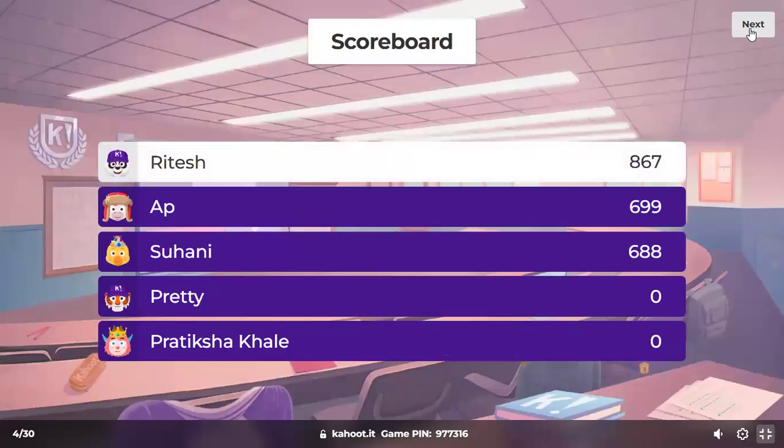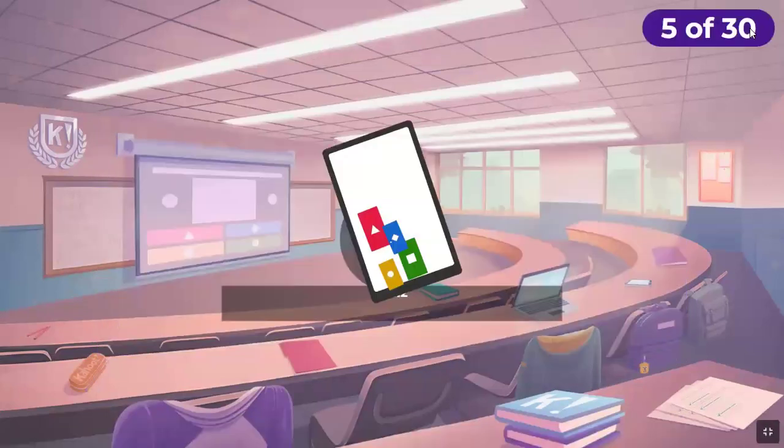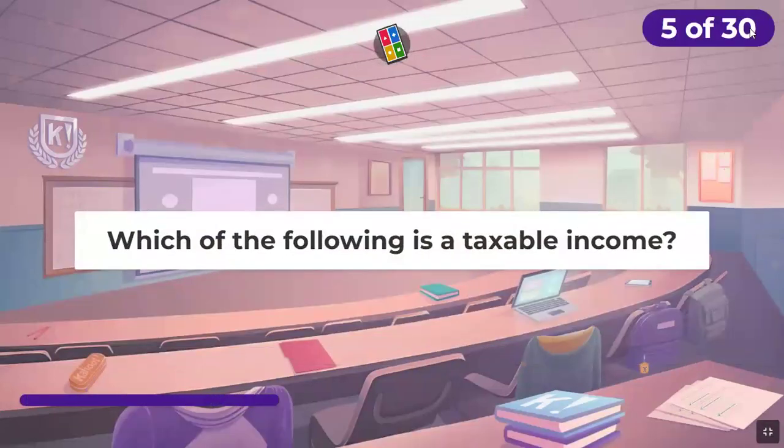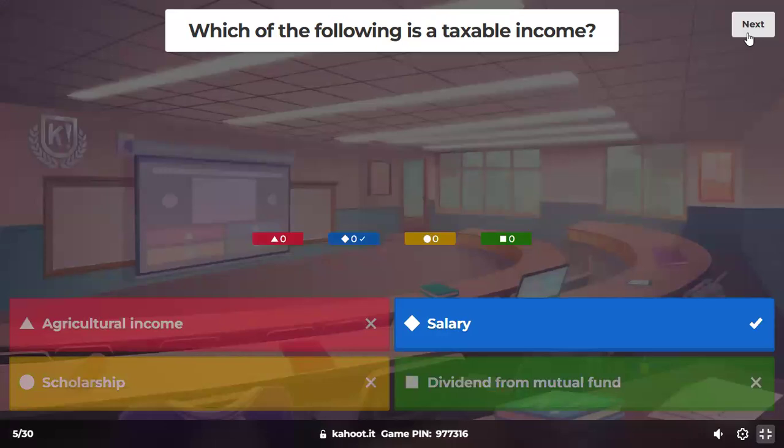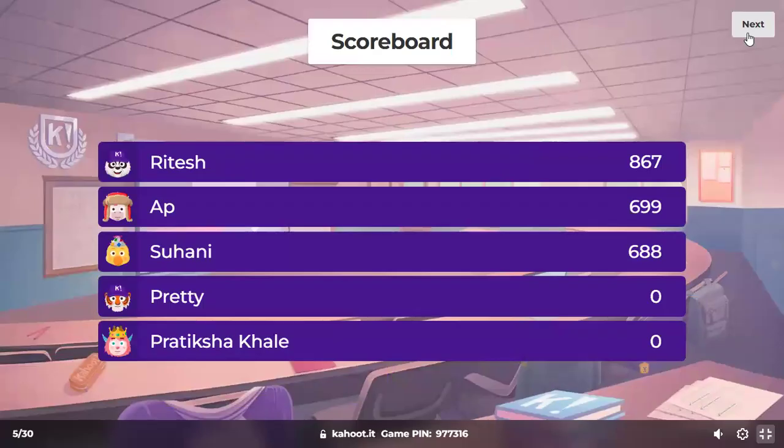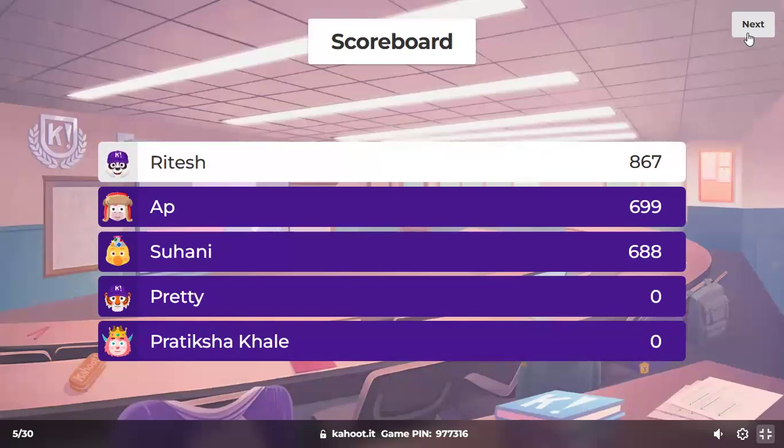So I find Ritesh is doing a good score. The next question is, which of the following is a taxable income? Red color, agriculture income; blue color, salary; yellow color, scholarship; and green color, dividend from mutual fund. Which is taxable income? So who is the leader? Ritesh is still leading.